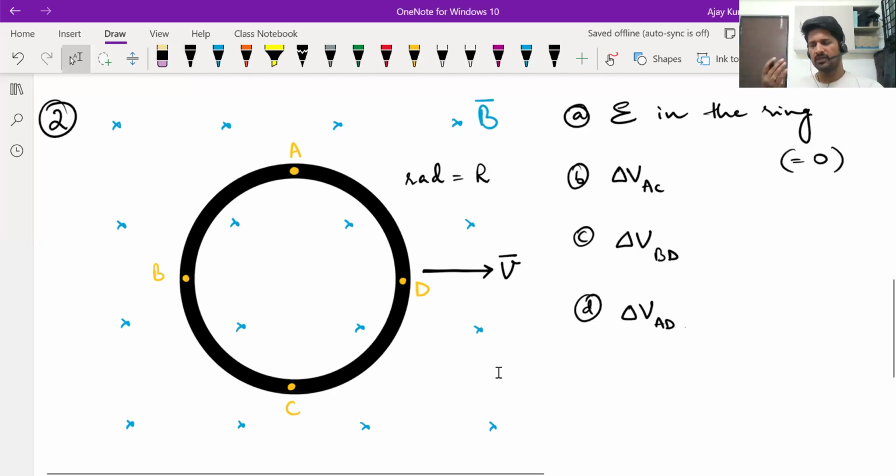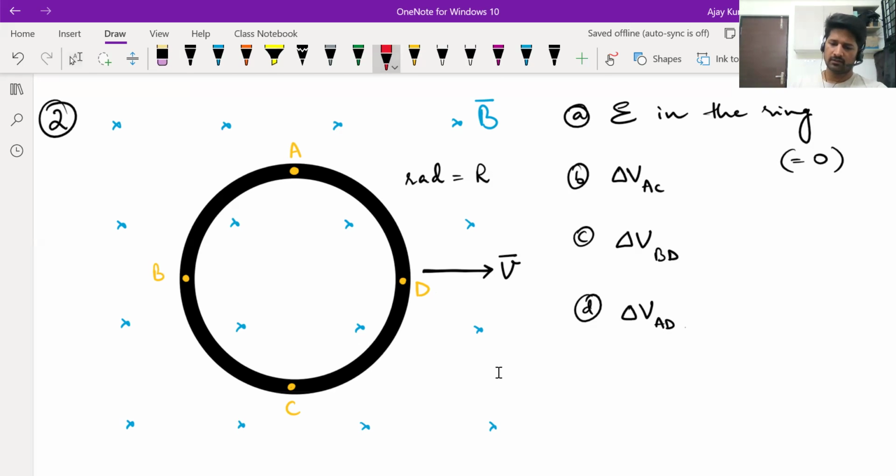Okay, the ring is completely inside the magnetic field. So the area through which the field lines pass is not changing. The field strength is not changing. And the orientation is also not changing. So the flux through this ring does not change. Induced EMF totally will be zero. Correct. Now potential difference between A and C.